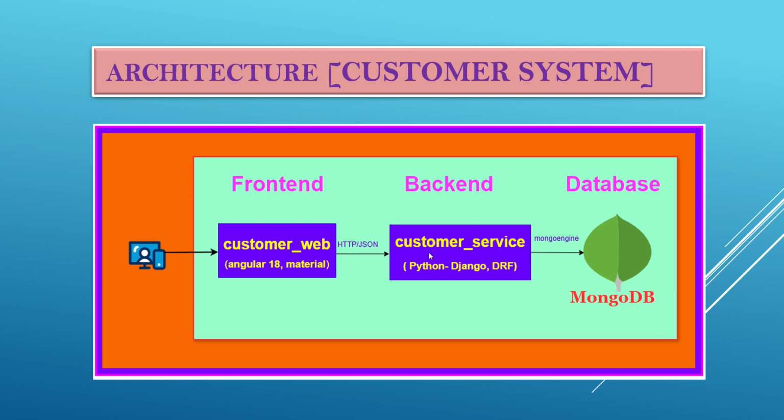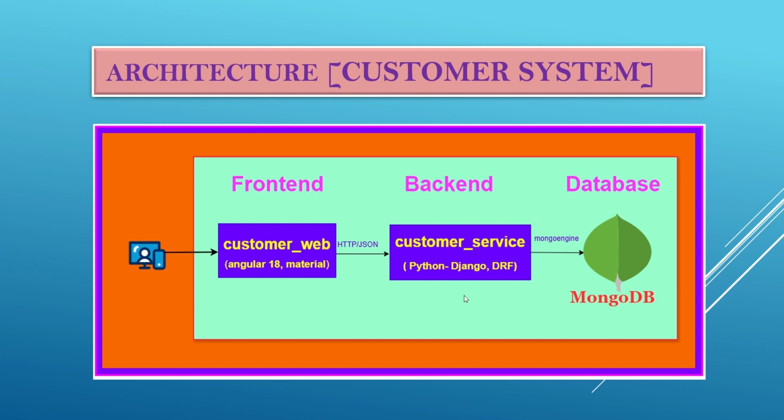On the backend side, we are going to create a customer_service application using the Python language, and for that we are going to use the Django framework and Django REST framework. These are two web frameworks which will help us to create a Python web development application. With the help of these two frameworks, we are going to create and build the REST APIs on the backend side, and we are going to use the Django REST framework user interface to test our REST APIs, which we are going to write on the backend side.